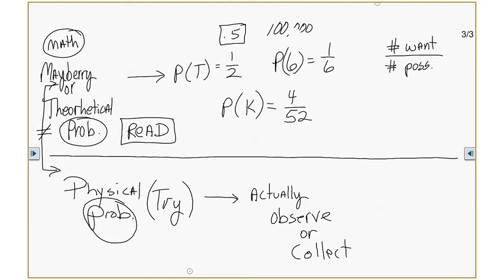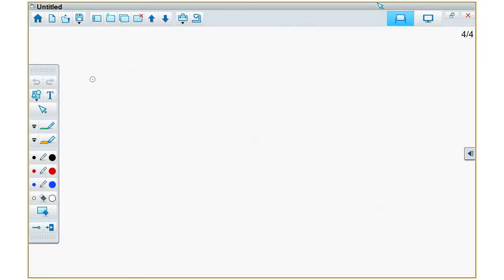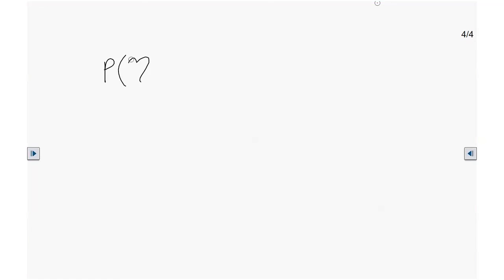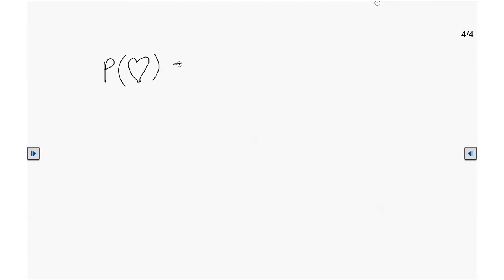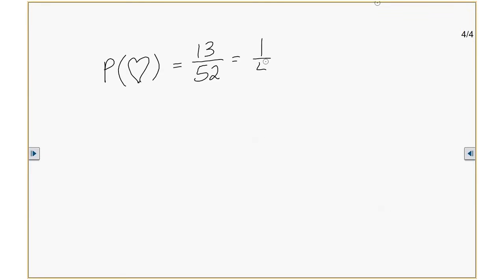Just like if I asked you, what is the probability of pulling a heart out of a deck of cards? Well, you have to read the question and you have to know that there's 13 hearts in a deck of cards. And you also have to know that there's 52 cards in a deck. So that would be 13 out of 52, which also reduces down to 1/4. So that is a 25% chance or a 0.25 probability that you're going to pick a heart.